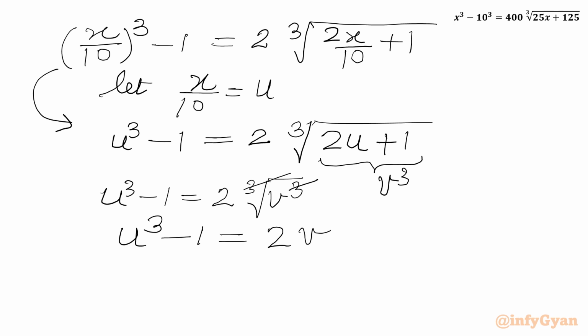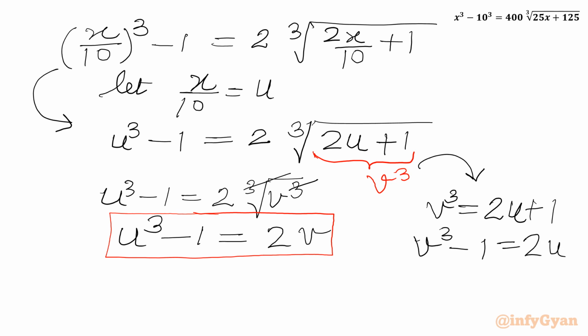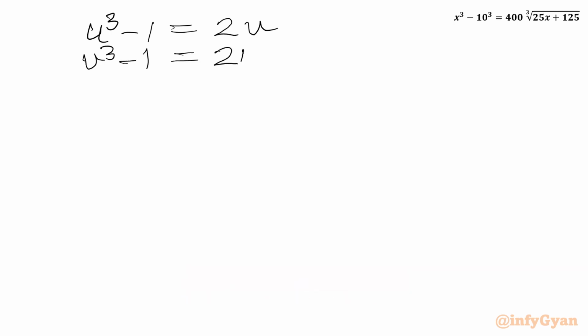And second equation we will get from substitution. So I can write from here v cube equal to 2u plus 1, or we can write v cube minus 1 equal to 2 times u. So let me write here, u cube minus 1 equal to 2v and v cube minus 1 equal to 2 times u.